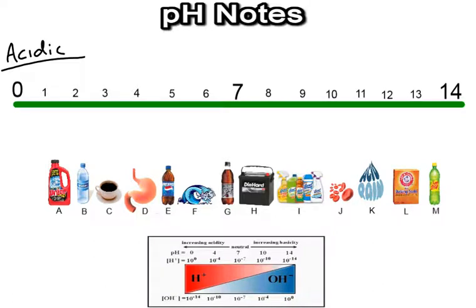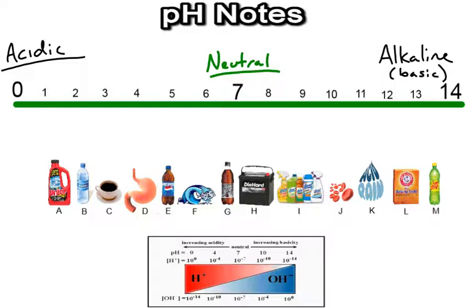zero is acidic. Okay. 14 over here is what they say alkaline, or you could say basic. So in the middle, you say that that is neutral. Okay, so it goes from basic at 14, acidic 0, neutral 7.